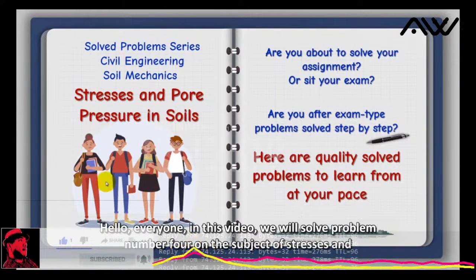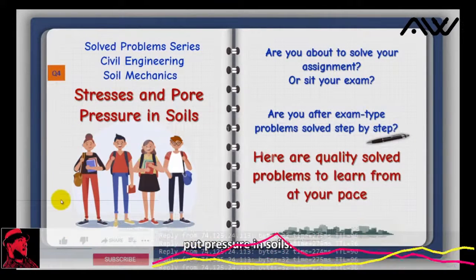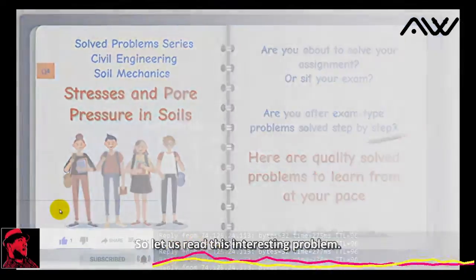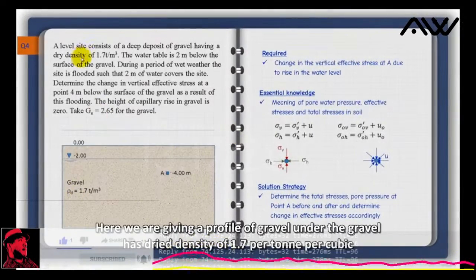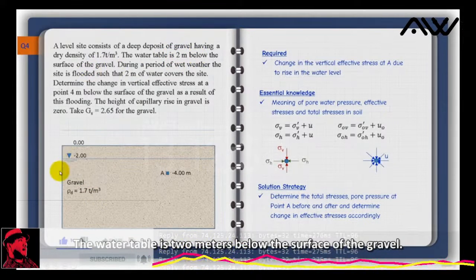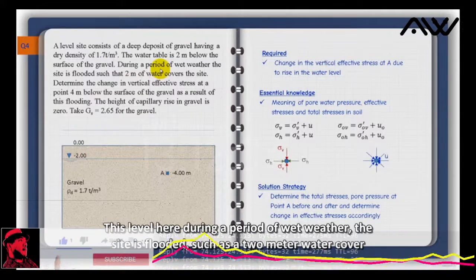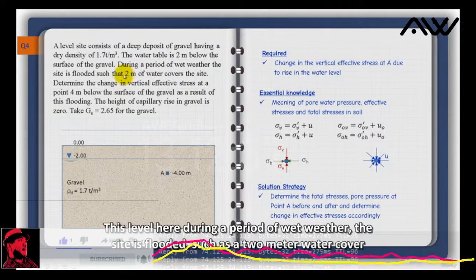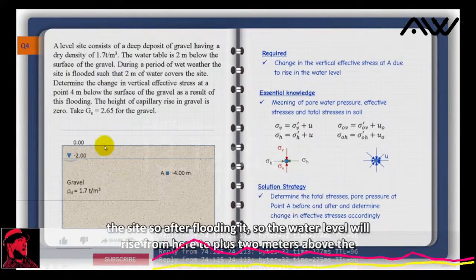Hello everyone, in this video we will solve problem number 4 on the subject of stresses and pore pressure in soils. So let us read this interesting problem. Here we are given a profile of gravel, and the gravel has a dry density of 1.7 ton per cubic meter. The water table is 2 meters below the surface of the gravel, this level here. During a period of wet weather, the site is flooded such that 2 meters of water covers the site. So after flooding, the water level will rise from here to plus 2 meters above the ground surface.